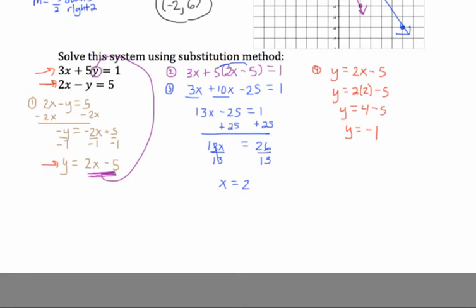Y is -1. So my very last step, step 5, is to write this as an ordered pair. The x-coordinate is 2, the y-coordinate is -1. There's my answer. That x and y will make both equations true if I sub it back in.